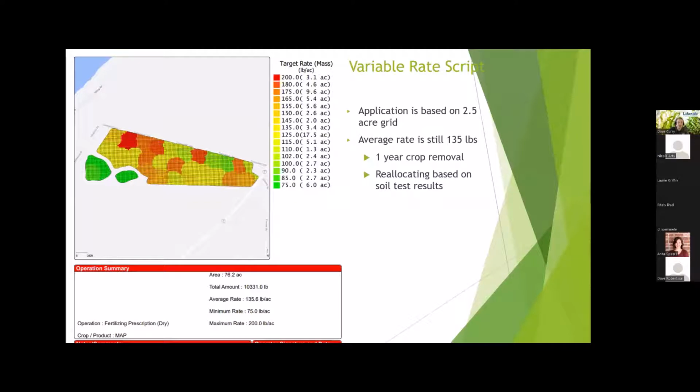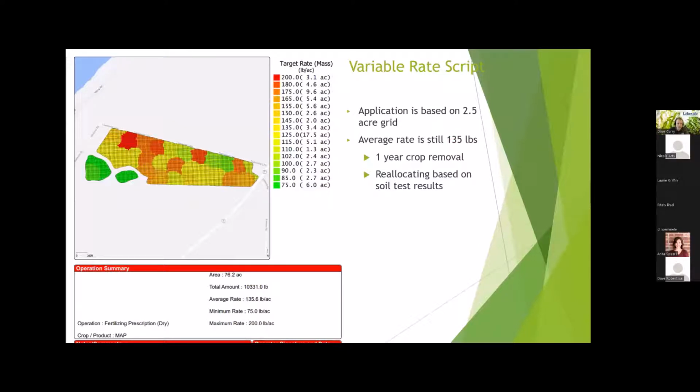So here's just an example of a script that we did for that field. This one was based on, again, those 2.5 acre grids, and we set the average rate as pretty much crop removal for that farmer when we included his starter program as well. But there is a rate range of 75 pounds at the minimum up to 200. And that's all we felt comfortable with. We didn't want to cut back to 0. And we're going to do this over the course of a few years, but we were only looking at 1 year's crop removal this year.